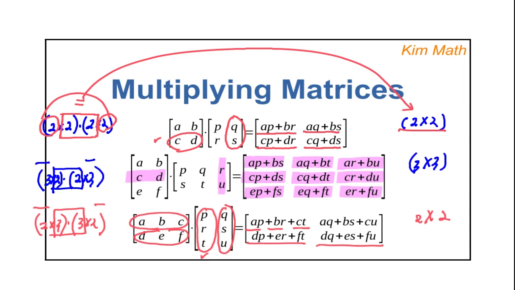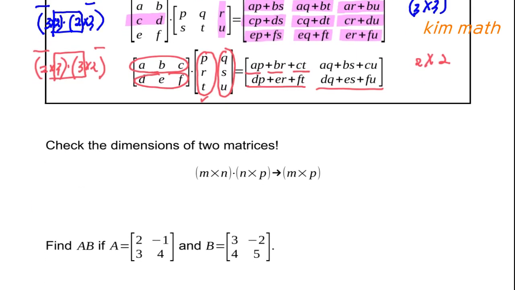So this is the definition of multiplication of 2 matrices. Okay, so to multiply 2 matrices, please check the dimension first. The first matrix has m by n, and the second matrix has n by p. Here, please note that they have the same number. Then multiplication is possible, and the resulting matrix is m by p. Okay?